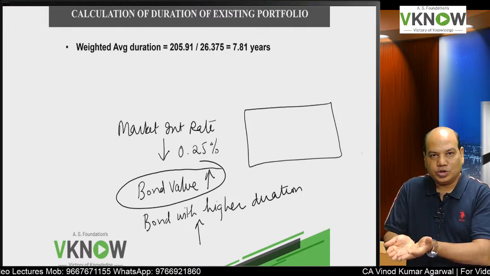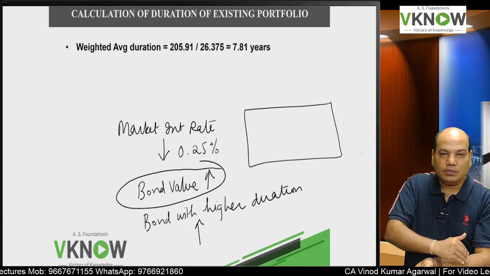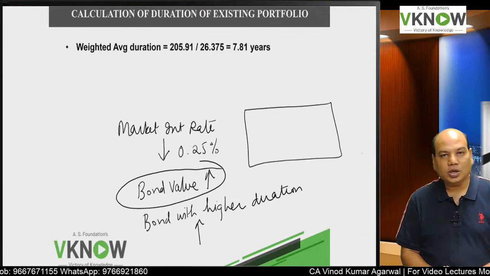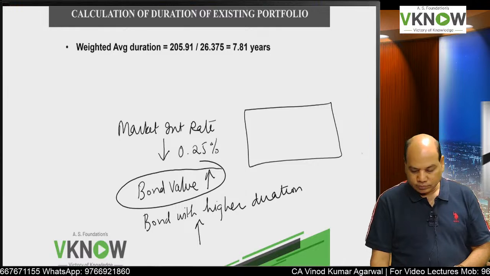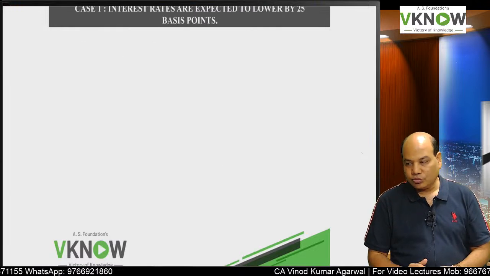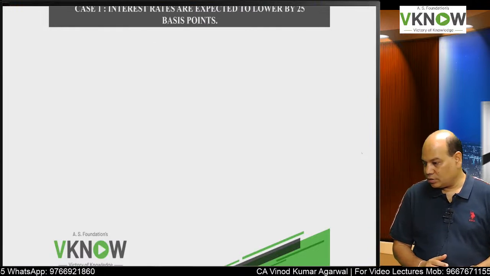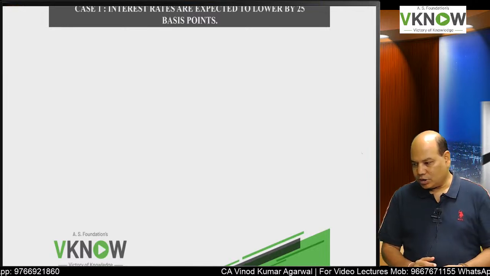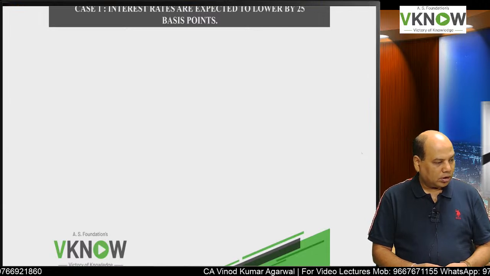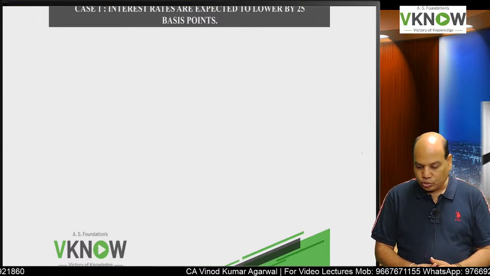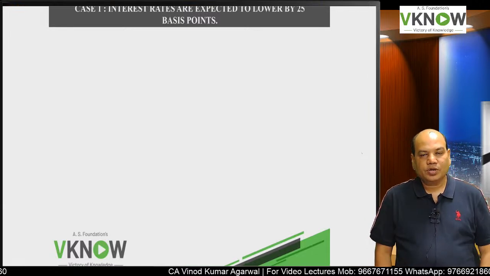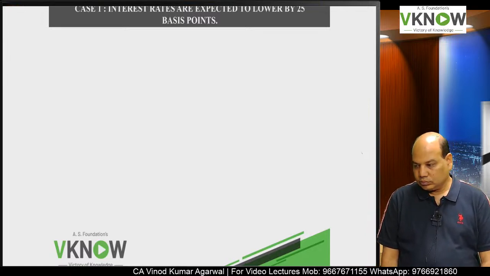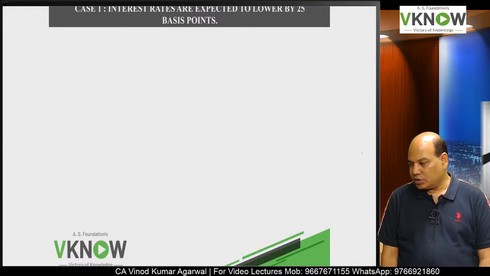If average duration goes up and if YTM falls, you will have a higher price appreciation in the bond value. So write down case 1. Interest rates are expected to be lower by 25 basis point.